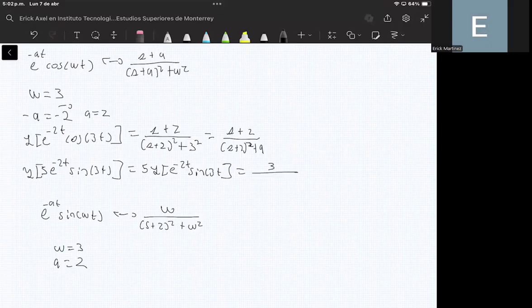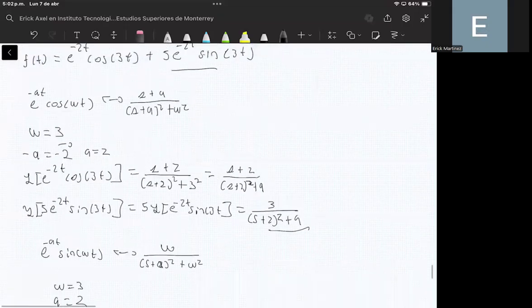So we have here 3 over... well, here I was making a mistake. Remember that this is a. So we know s plus a, that in this case is 2, squared, plus omega squared, that in this case is 3 squared, so the result is 9. Okay, so this is the result. I will erase this, and we have here a 2. So this is the Laplace transform of this term.